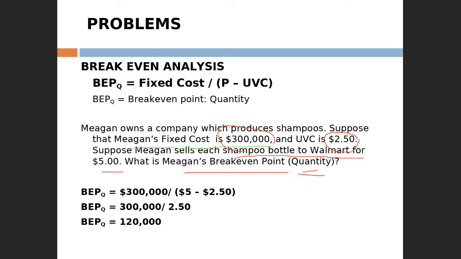Total revenue is equal to total cost. So you see over here you have, this is fixed cost 300,000 divided by P minus UVC. So break-even point in terms of quantity is 300,000 divided by 2.5. So what is it? What's the number? How many units Megan has to sell? 120,000. 120,000. That is correct. So this is your answer.